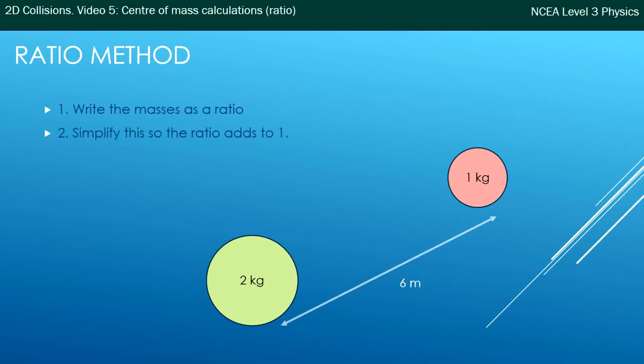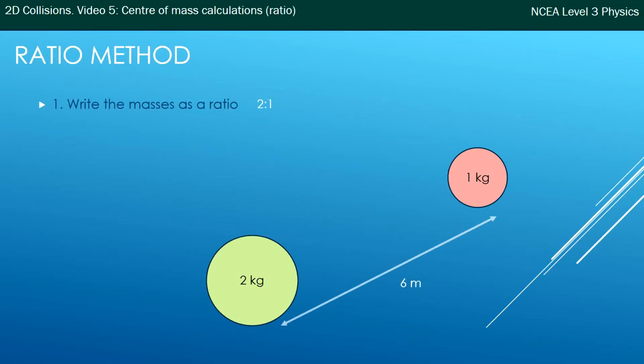First of all, you write down the masses as a ratio. You then simplify this ratio to make sure it adds to 1, multiply it by the total distance in between, and then flip. So let's do that for this example. We've got a 2 kg and a 1 kg, so you write that as a ratio of 2 to 1. Then we want to write this so that the ratio adds to 1.